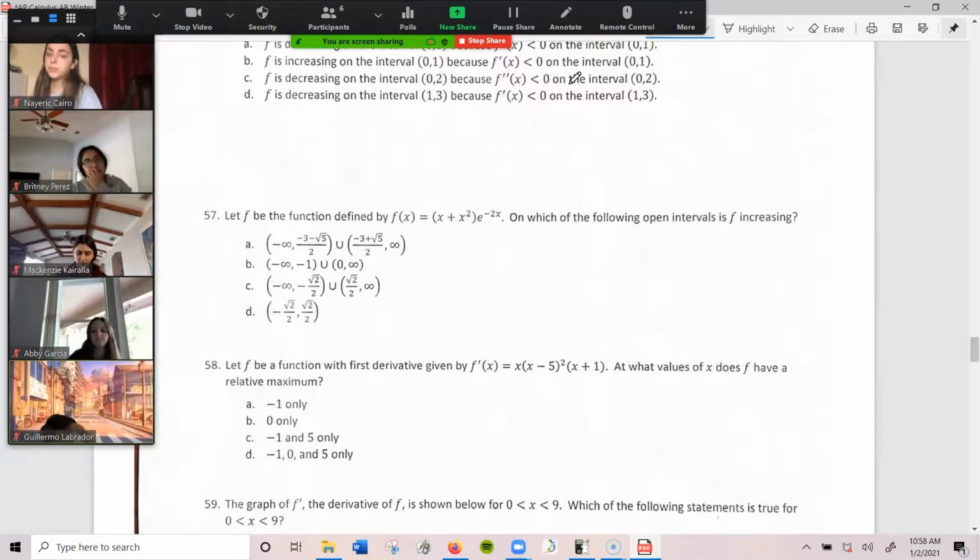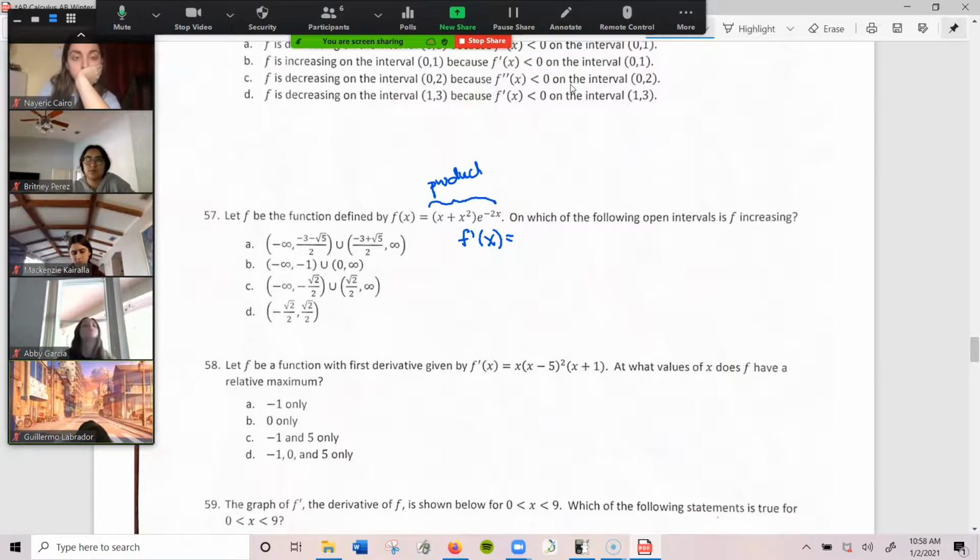Yes. Let f be defined by the function f of x equals x plus x squared times e to the negative 2x. On which of the following open intervals is f increasing? If we're ever trying to figure out when a function is increasing or decreasing, that means we need the first derivative. So we're going to take f of x and find f prime. To find f prime, this is a product, so we have to use the product rule, with x plus x squared as the first function and e to the negative 2x as the second function.